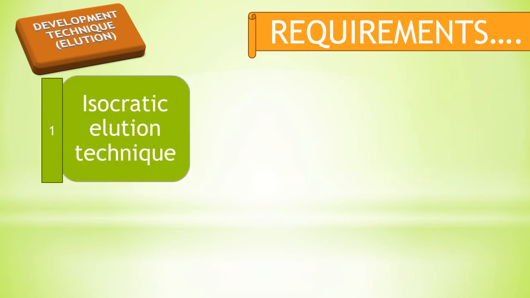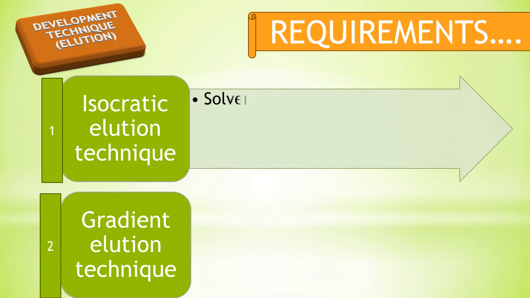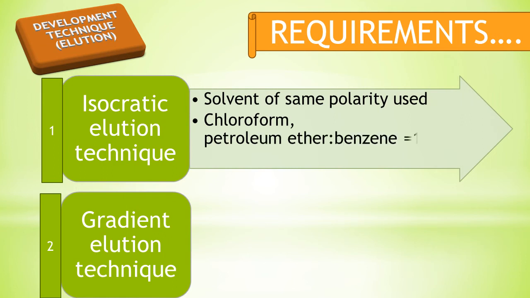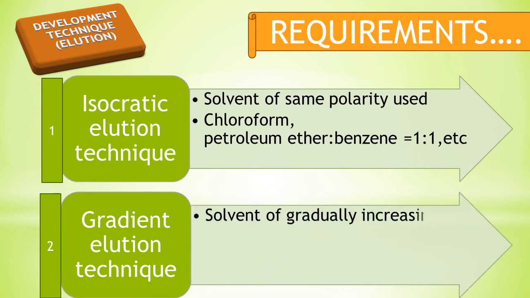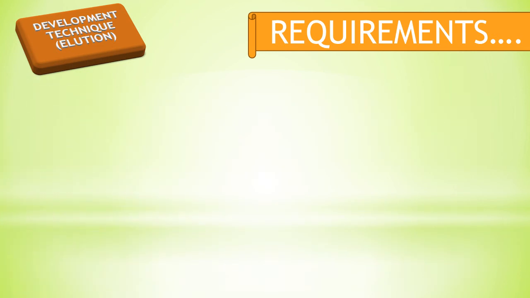It can be of two types, the isocratic elution technique and the gradient elution technique. In the isocratic elution technique, solvents of the same polarity are used. Examples include chloroform and a 1:1 ratio of petroleum ether and benzene. In the gradient elution technique, solvents of gradually increasing polarity are used. That is, first we will use benzene, then chloroform, then ethyl acetate, methanol, etc.